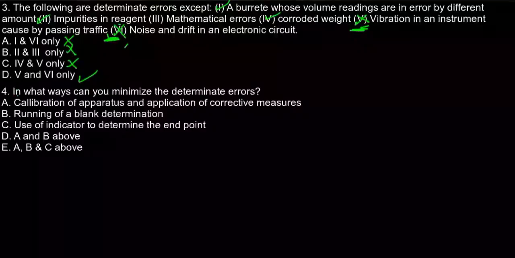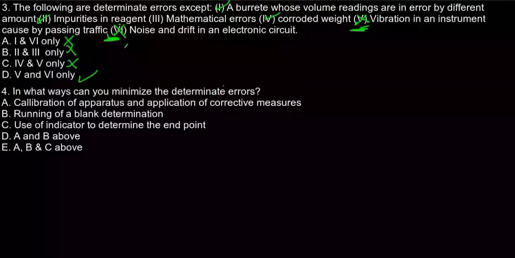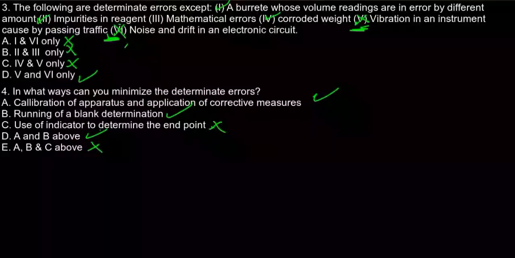Next one. In what ways can you minimize determinate error? Remember, this is correct: calibration of apparatus and application of corrective measures. This is correct. Next one, running blank. Remember determination, blank, parallel, and control determination. Use of indicator to determine the endpoint. This is just a procedure for an experiment and it's not a way to minimize error. So this is wrong. A and B are correct. C is wrong. Anywhere you see option C is wrong. So the answer is what? Option D, A and B. Next question.